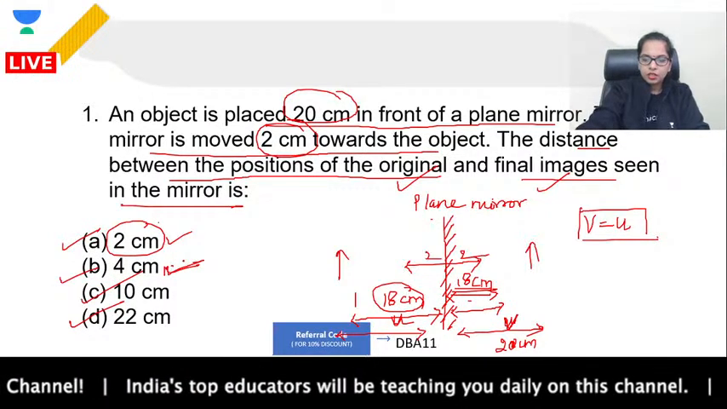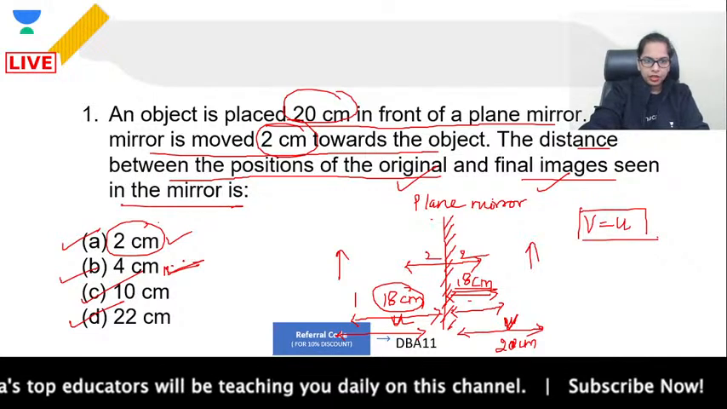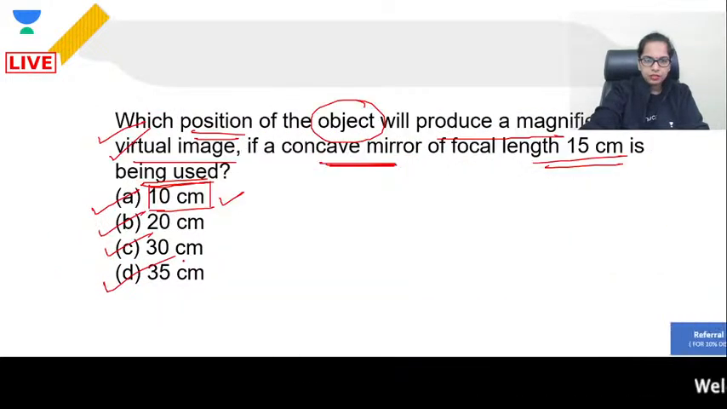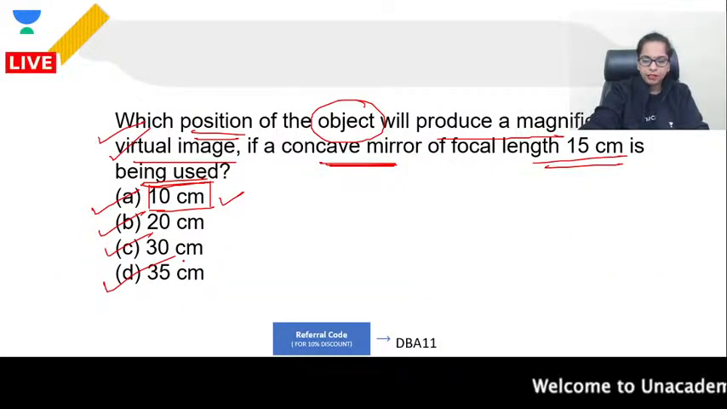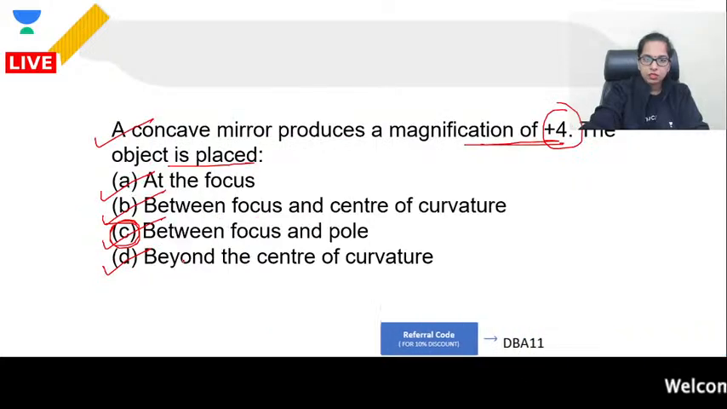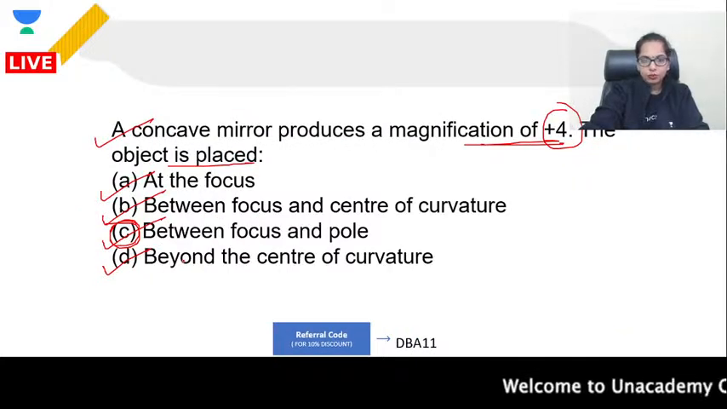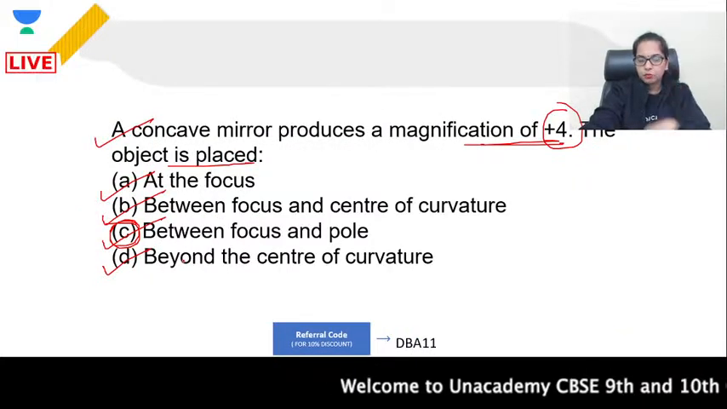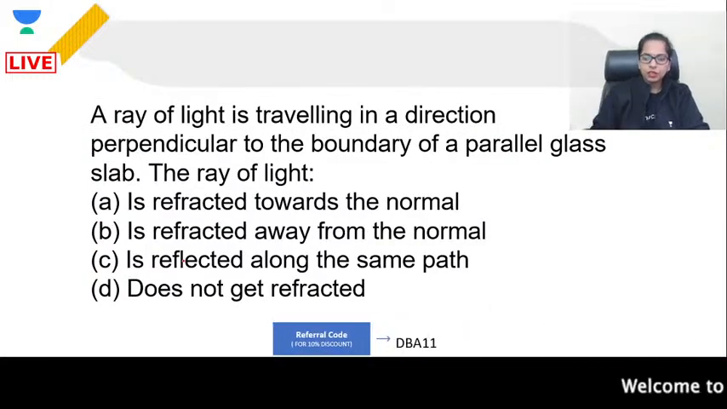ठीक है? Okay. हाँ 2 centimeters होगा, right. I've just checked it out. Previously I was thinking नहीं वो double हो जाएगा, but that was the distance between the, for the image only. It was asking for the distance between object and image both. That is why. Okay, next.